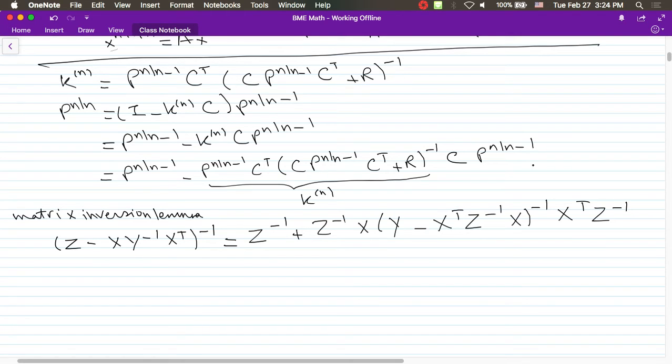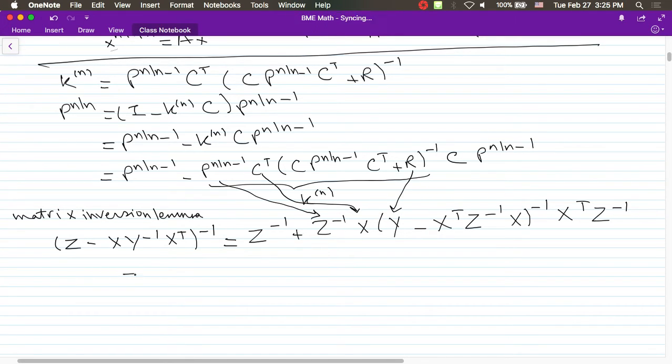So look at this equation. It has this term here, the prior uncertainty. This looks pretty close to what I've written here. It has this term that's being inverted, with a couple of items inside the inversion matrix. There's a Y here that looks like an R. Then there's this term that's multiplying it, just like this, and then there are terms that come after it. So indeed, this P looks like this Z, C transpose looks like this X, and R looks like this Y.